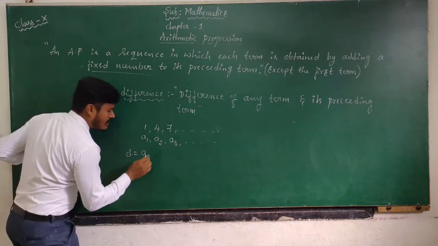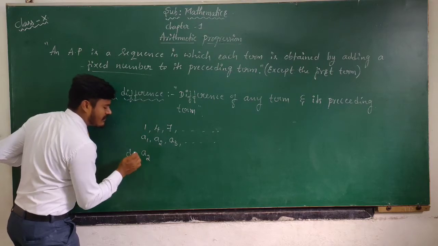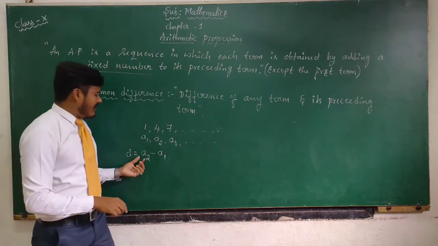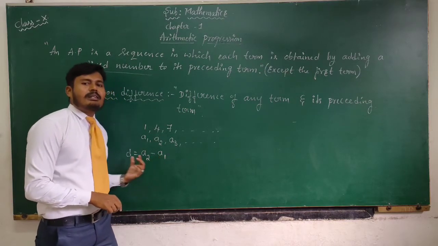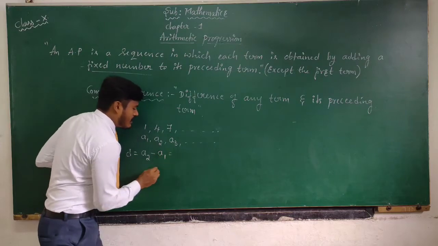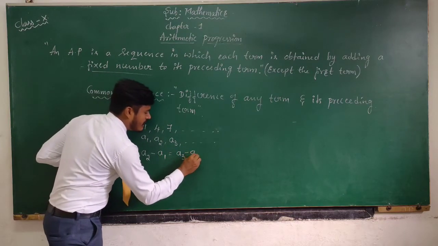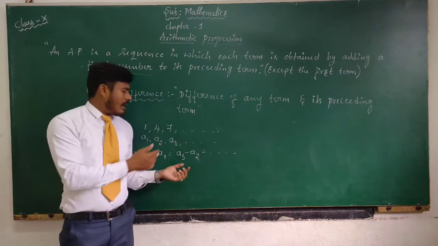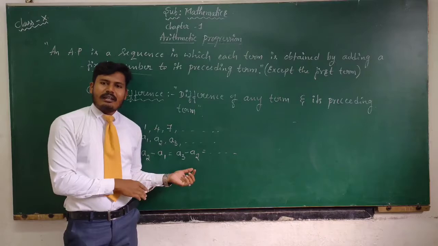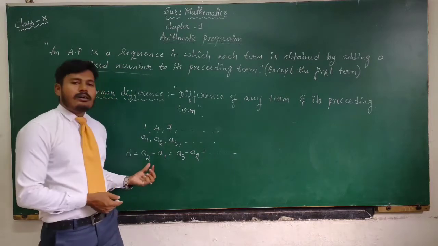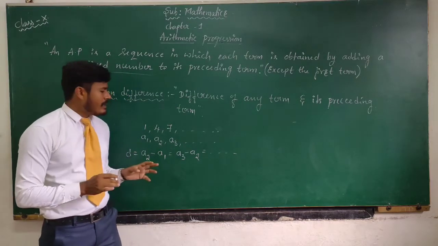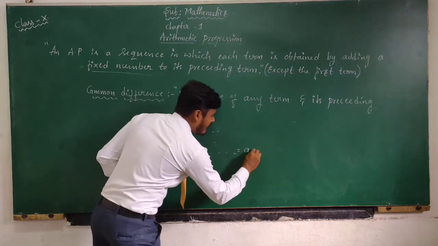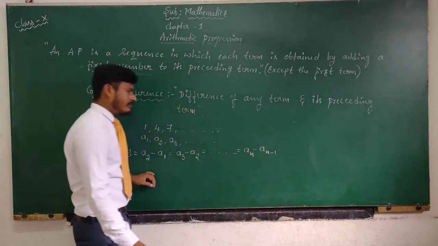Suppose you consider A2 as the first value, then you subtract A1 from A2, because the difference of any term and its preceding term is the common difference. So D is also equal to A3 minus A2, A4 minus A3, A5 minus A4, A6 minus A5, and so on. These are the formulas to find the common difference of an AP. It can also be written as an minus an minus 1.